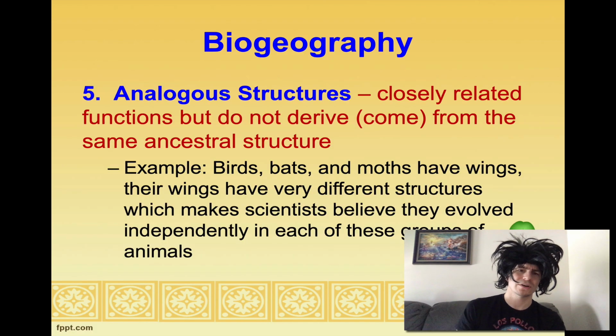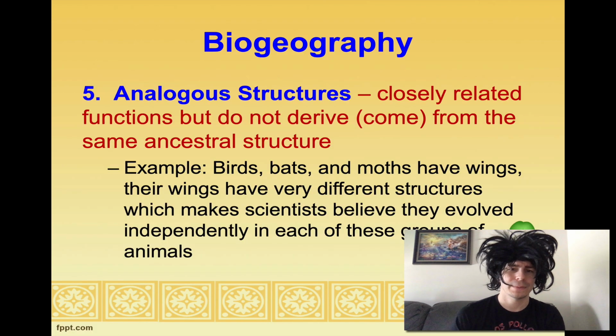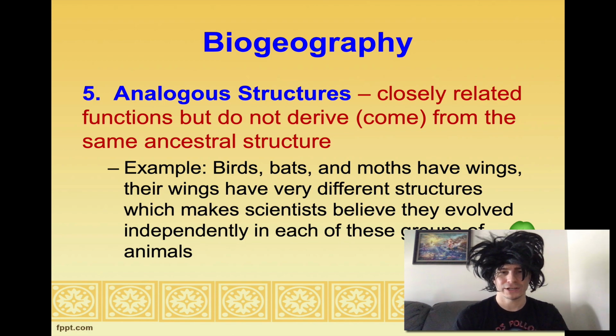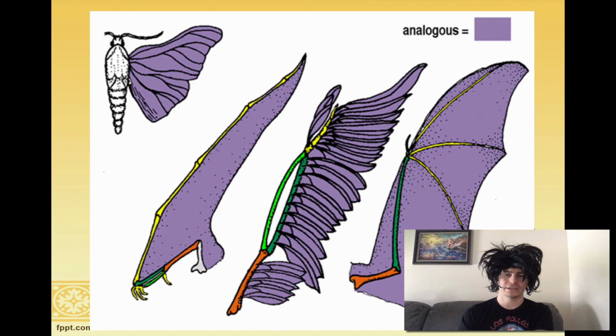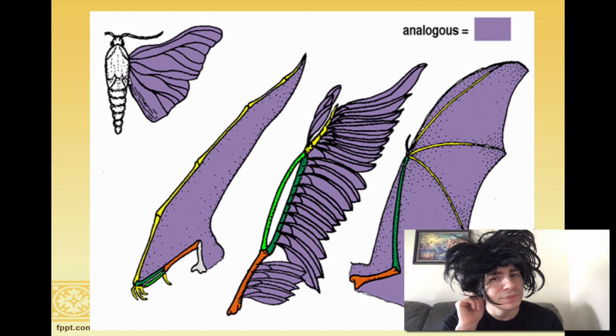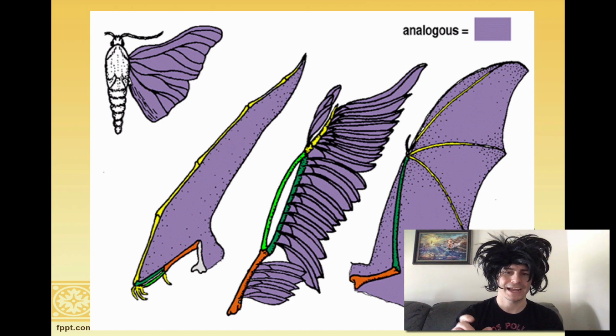Our second one is called analogous structures, okay? Their function is going to be almost identical. However, they're not going to have a common ancestor. So an example of this, bat, bird, moth. If you look at these three here, the bat, the bird, and the moth, they are analogous structures because they have the same function. All three of them are used for flying, okay? But they don't share a common ancestor.